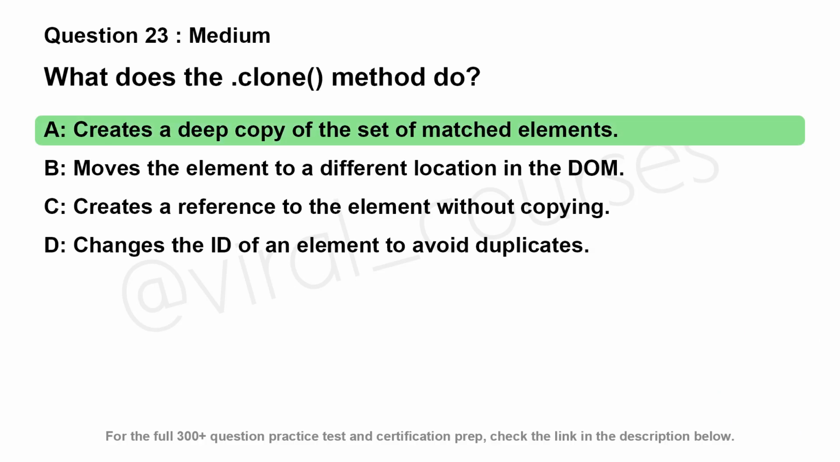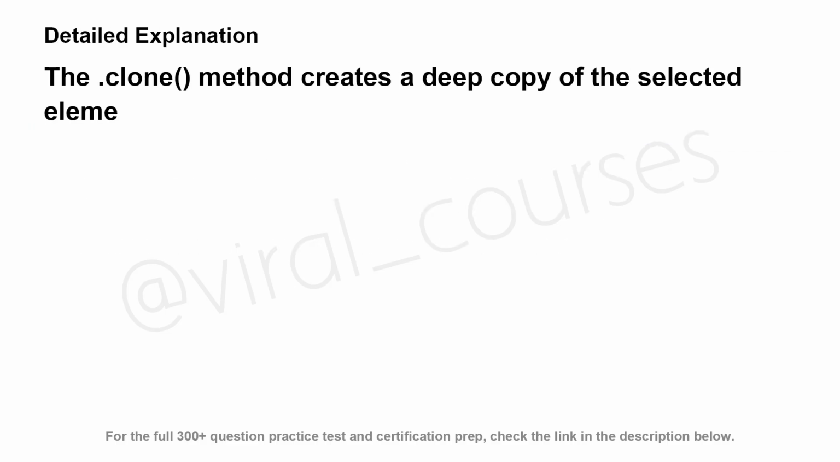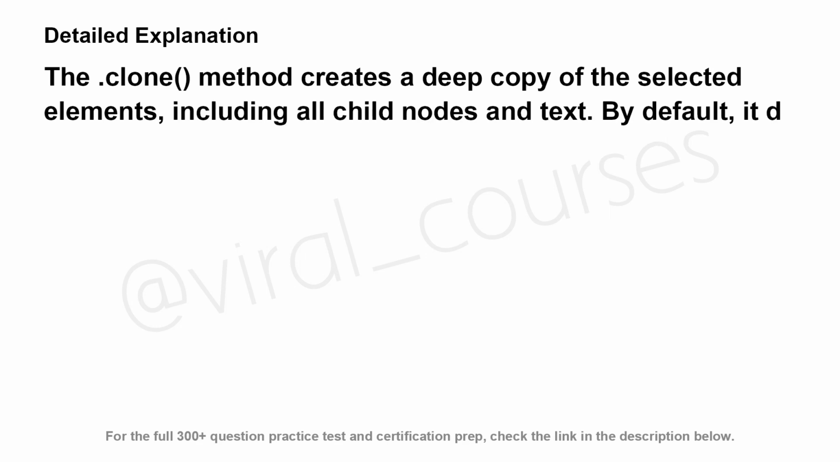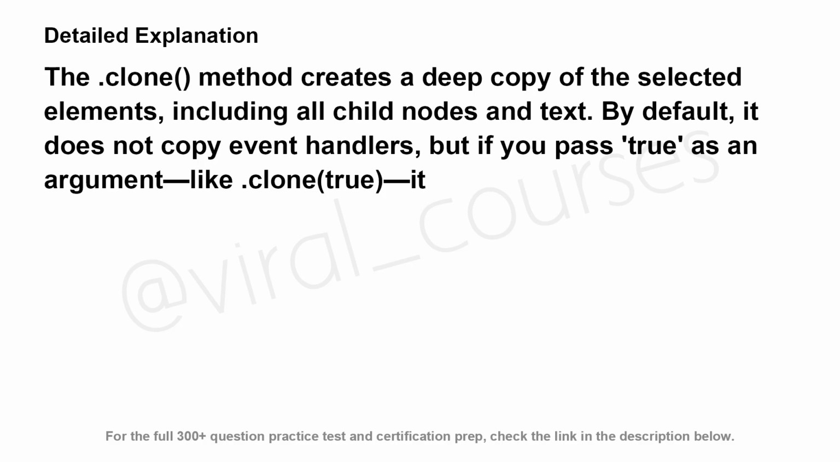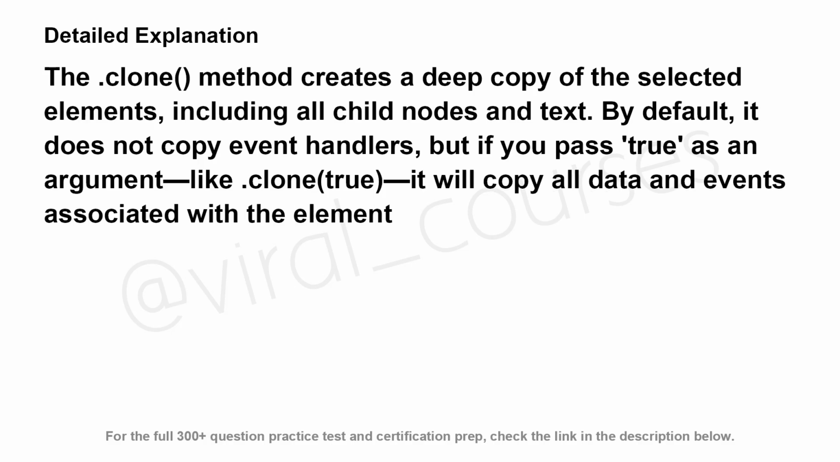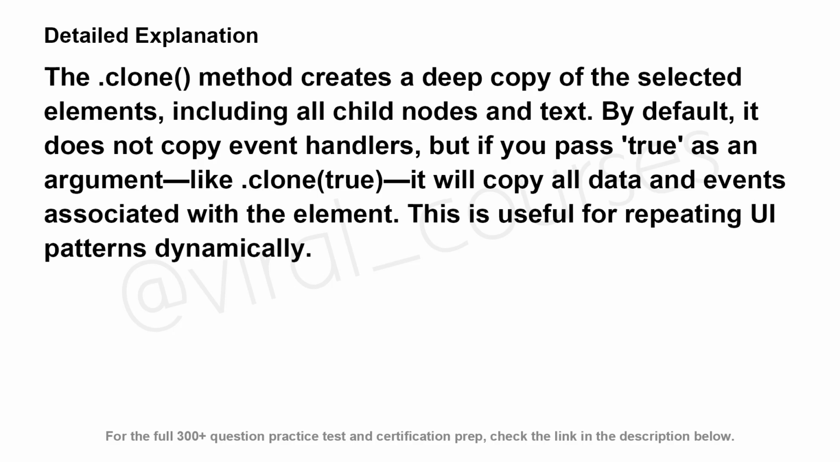The correct answer is A. The clone method creates a deep copy of the selected elements, including all child nodes and text. By default, it does not copy event handlers. But if you pass true as an argument, like clone(true), it will copy all data and events associated with the element. This is useful for repeating UI patterns dynamically.